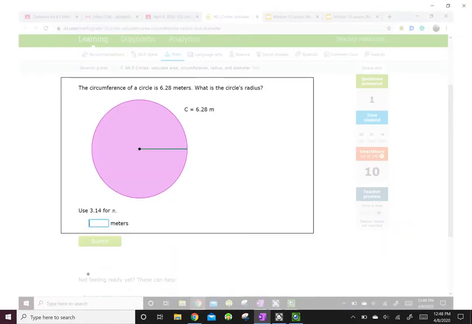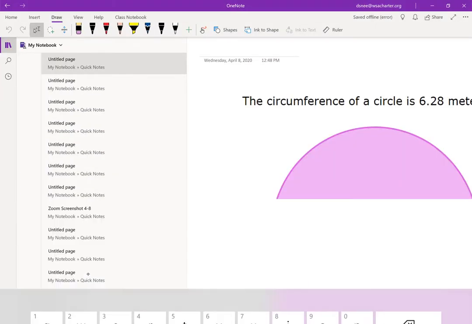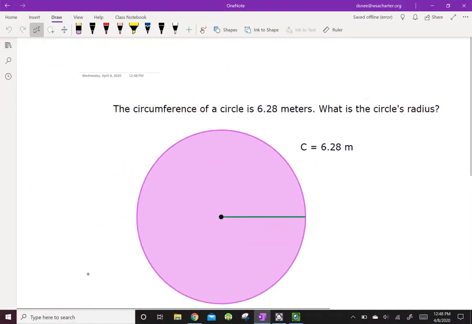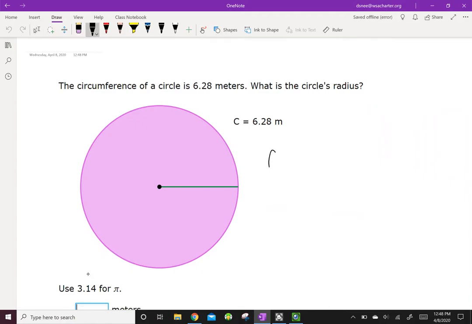So I go back into my notes, I go back into those formulas that I wrote down, and if I have the circumference and I want the radius, C equals 2 pi r. Okay, so I know that 6.28 is equal to, it says use 3.14 for pi, 2 times 3.14 times the radius.